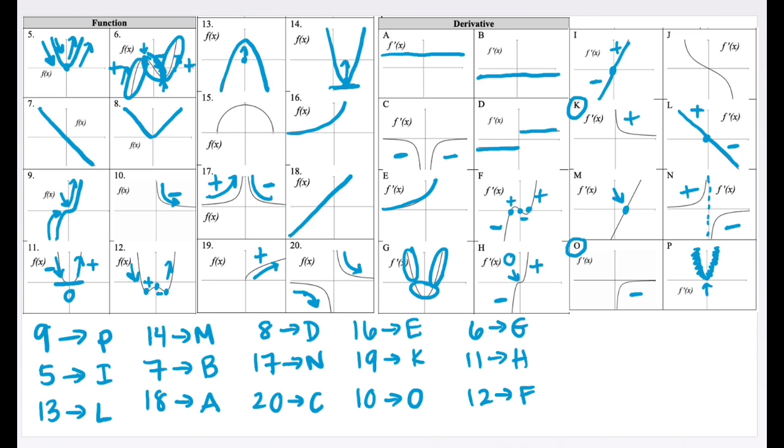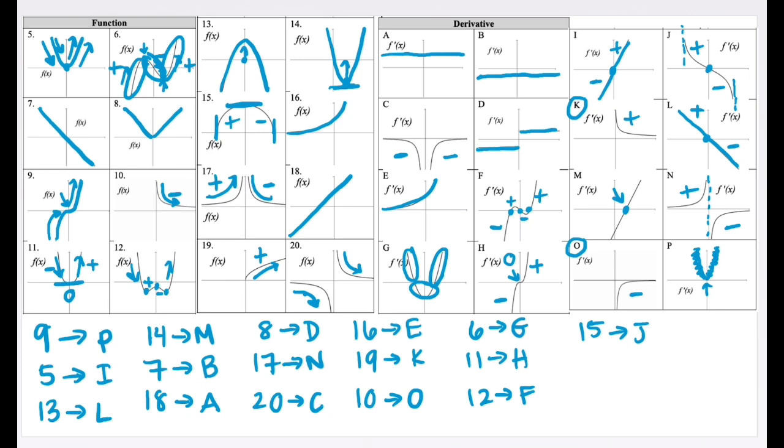Which leaves 15 to be J. So 15 is going to be J. And let's just check it to make sure. So this one would have a vertical or a horizontal tangent here at the top. Which means it would cross 0 here, and it does. And then this one would actually have vertical tangents here and here, and you can see that we're getting kind of close to like an asymptote here and here. So that makes sense to me. This one's also positive and then negative, so it's positive above and then negative below. So 15 is going to match up with J as our last one.